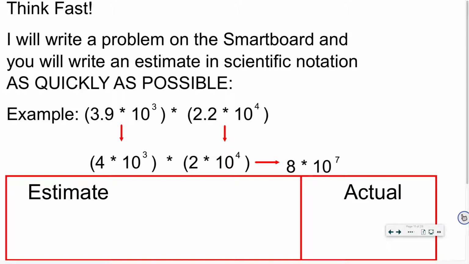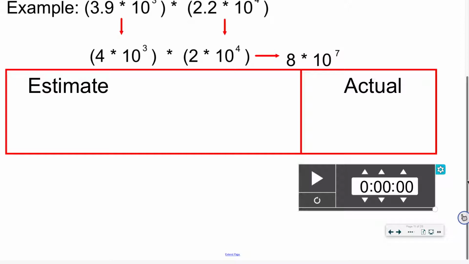Okay? So I'm going to give you a problem. I'm going to write it on the board, and you, as fast as you can, are going to estimate what the answer would be. We're not talking actual. We're talking estimate. Okay, so I'm going to put 30 seconds up.